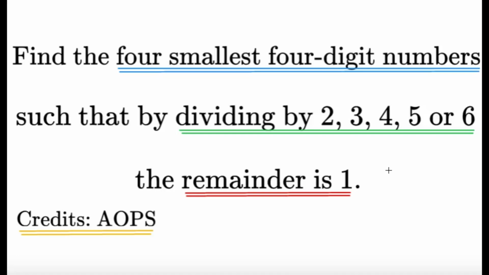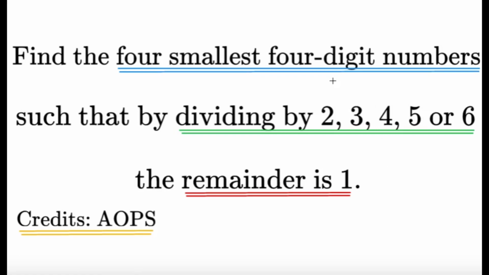Find the four smallest four-digit numbers such that by dividing by 2, 3, 4, 5, or 6, the remainder is 1. Credits to the Art of Problem Solving community for this item. As usual, pause this video if you'd like to give this item a try. But if you're done, let us dive into the solution.